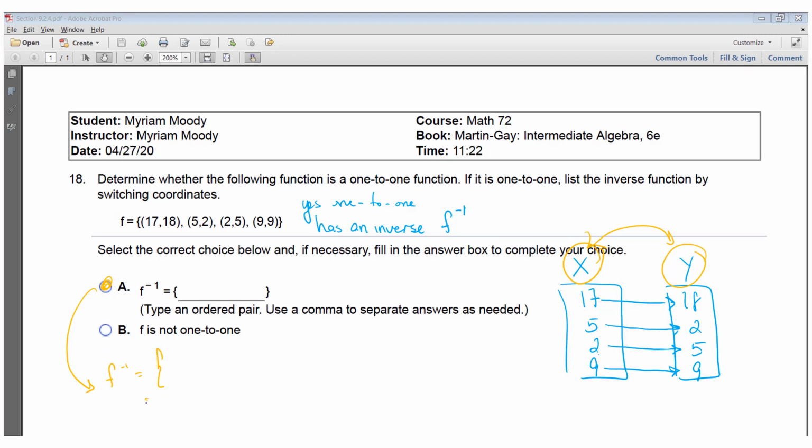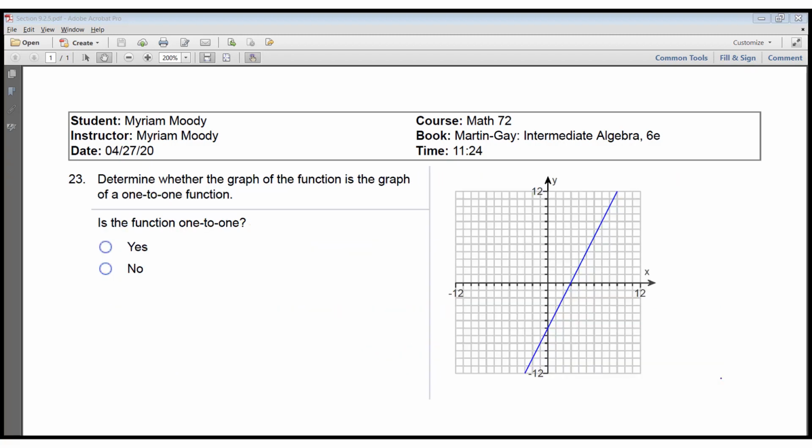So, remember the brace means the set. So, the set of, 18 is now the input. 18, 17. On the next one, the 2 is now the input. 2, 5. On the next one, the 5 is the input, 5, comma 2, and the 9 is now the input, 9, comma 9. Cool? Okay, loving it. Let's look at a graph.